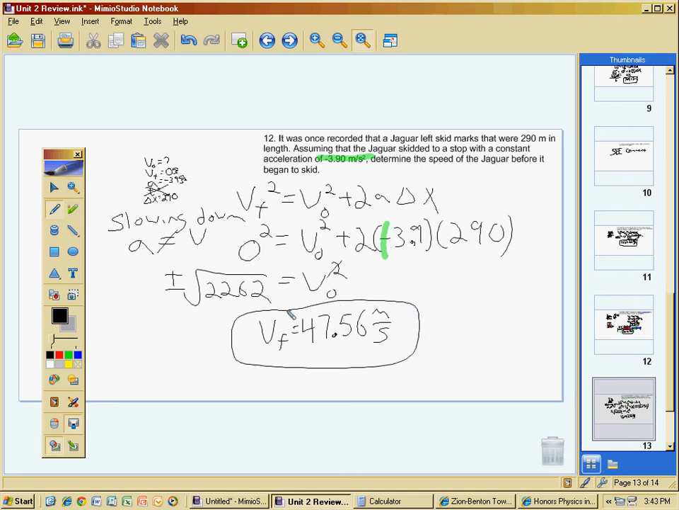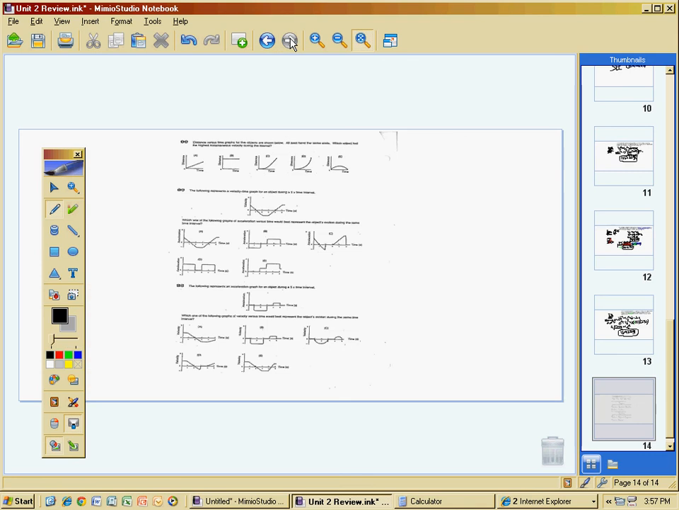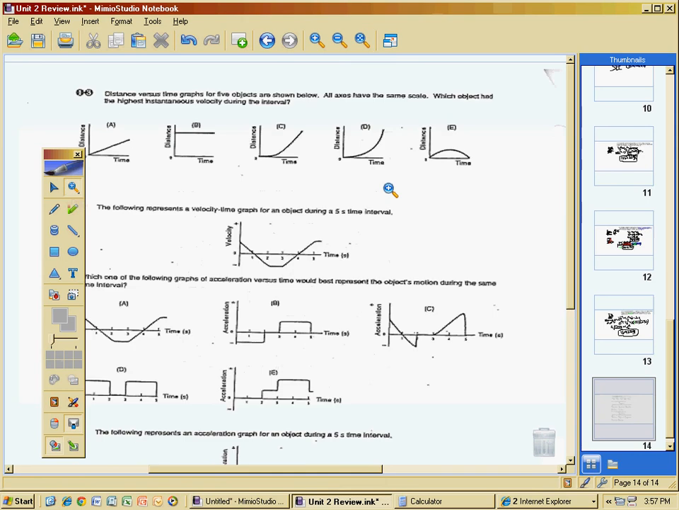All right, I'm going to take one more break real quick, and then we will finish up at the back of the page. All right, let's go ahead and finish up the rest of this review. I'm going to have to zoom in here.